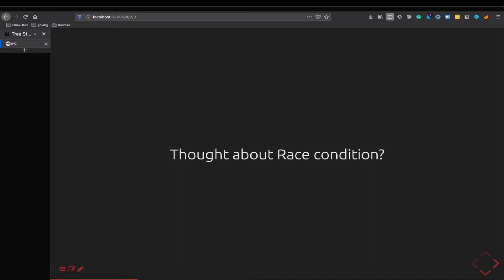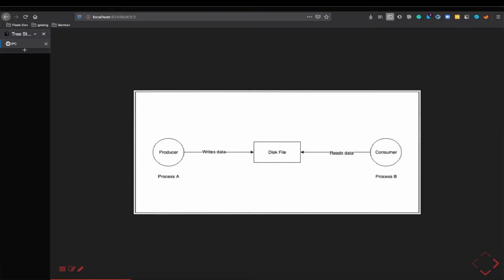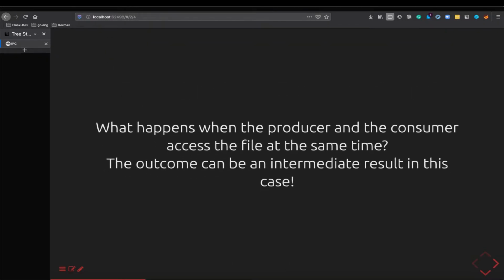So have you come across race condition in this? When you just look at this diagram, you do observe that process A is trying to write to a file and process B is going to read from the file, right? So let's see what happens when the producer and consumer access the file at the same time.